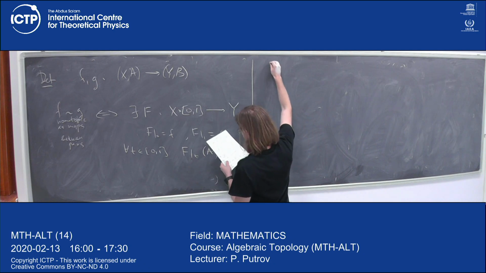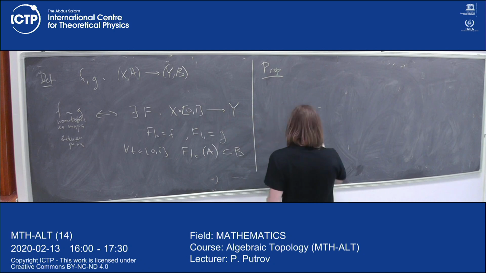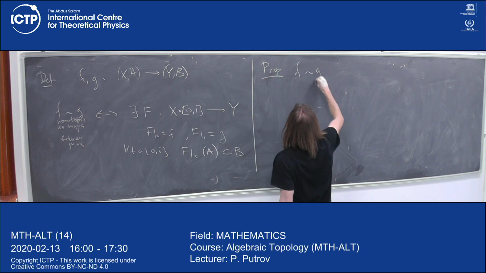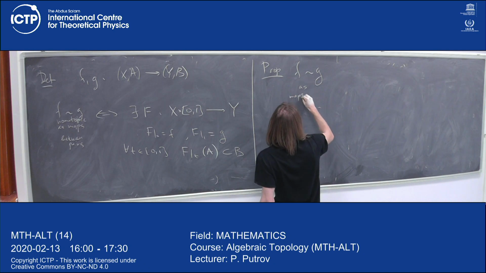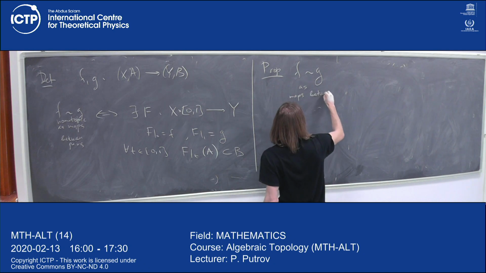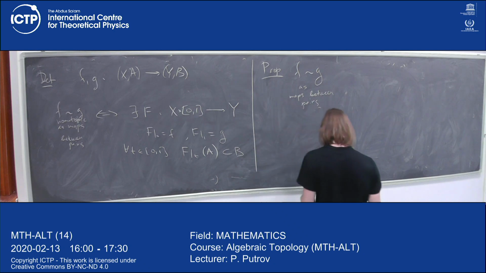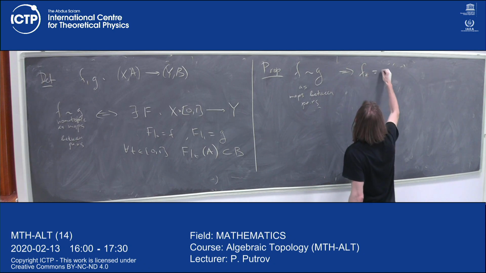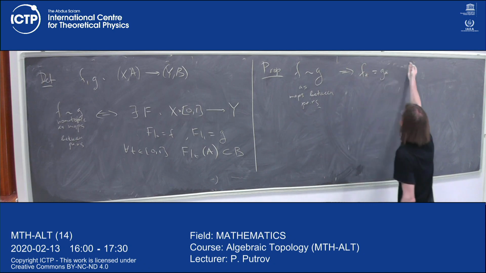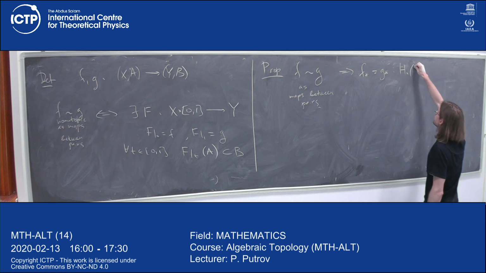And again, we want to show a similar proposition. If f is homotopic to g as maps between pairs, it follows that their induced maps are the same. The induced maps from H_n.